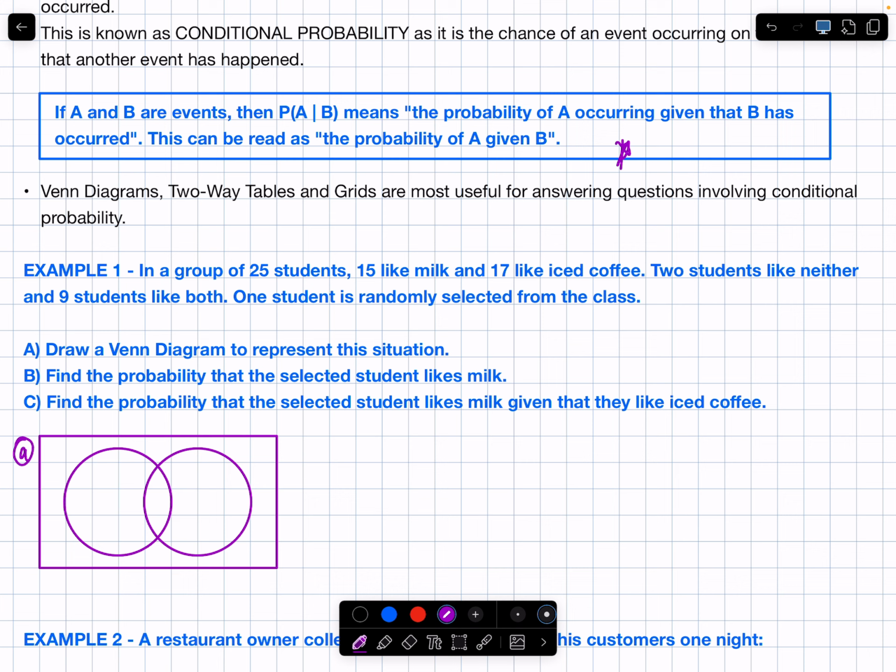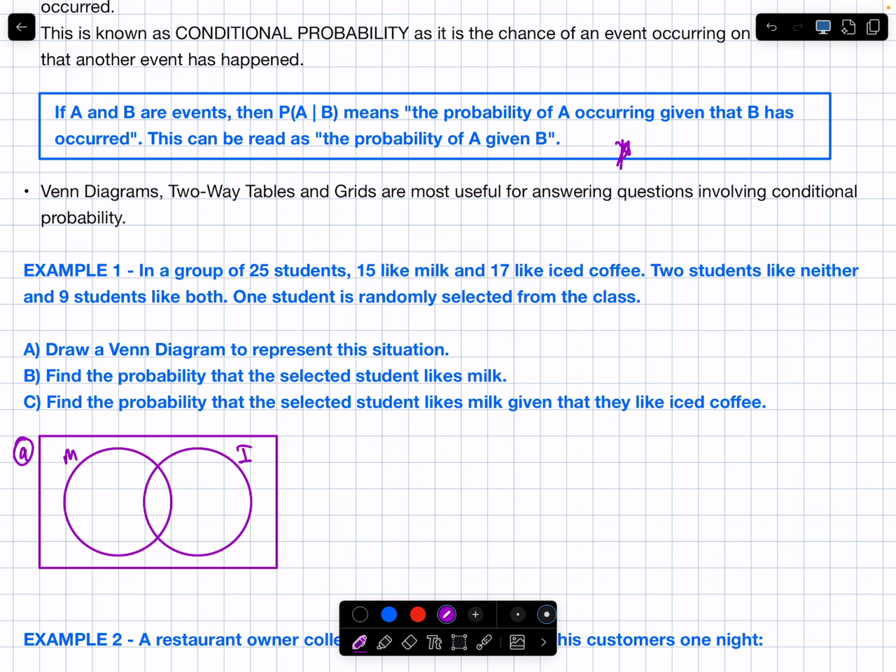Okay, Venn diagram example 1. So conditional probability questions are probably best dealt with using Venn diagrams, two-way tables and grids. Example 1, I've got a group of 25 kids, 15 like milk, 17 like iced coffee. 2 students like neither. What does that mean? They don't like either of those two? And 9 students like both. 1 student is randomly selected from the class. First we want to draw a Venn diagram to represent the situation. So I might do milk here, iced coffee here.